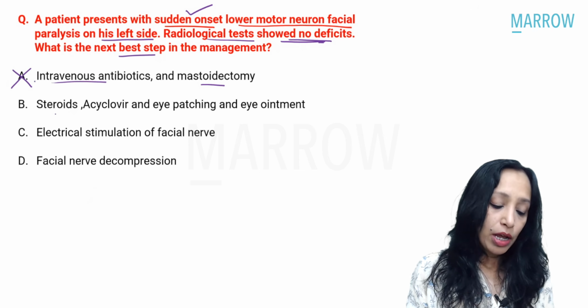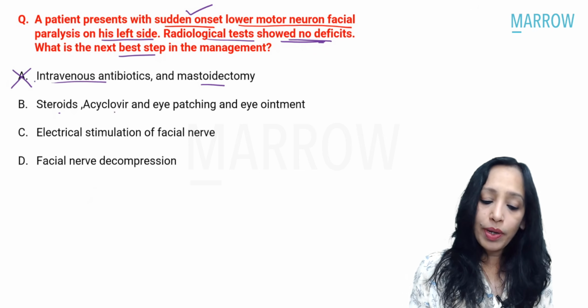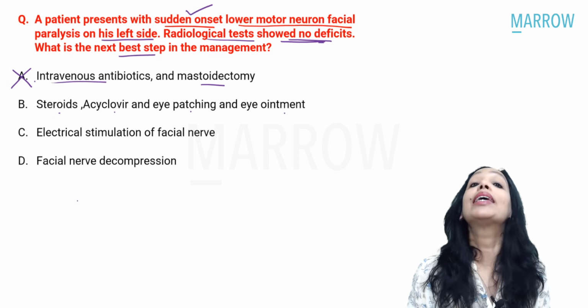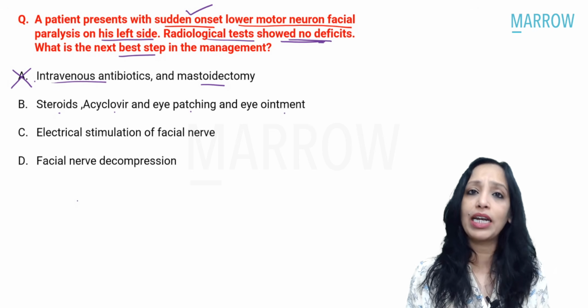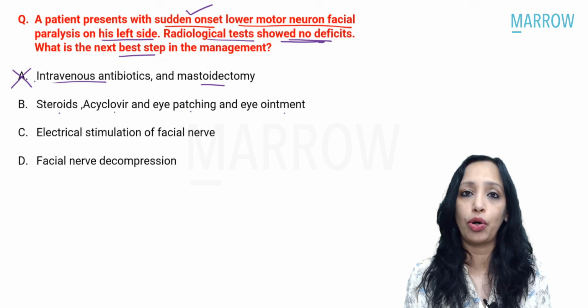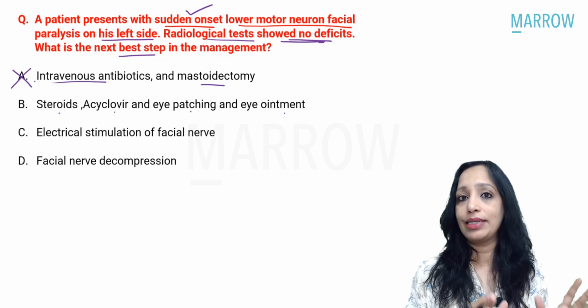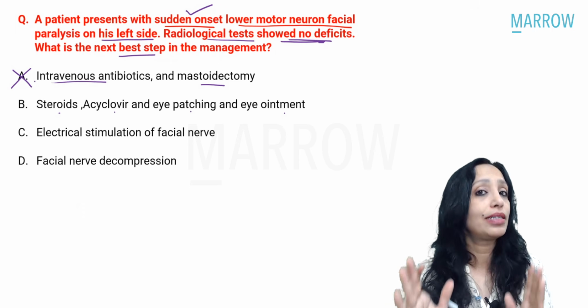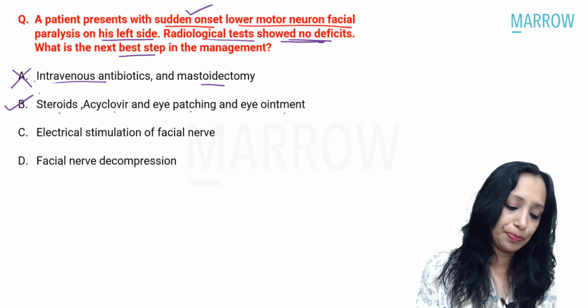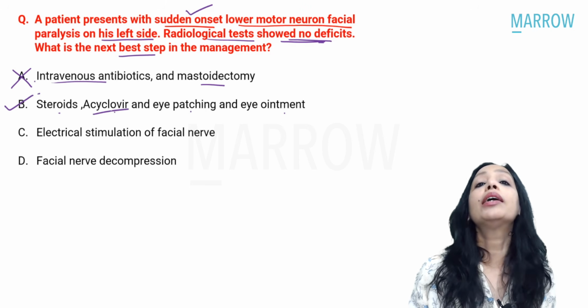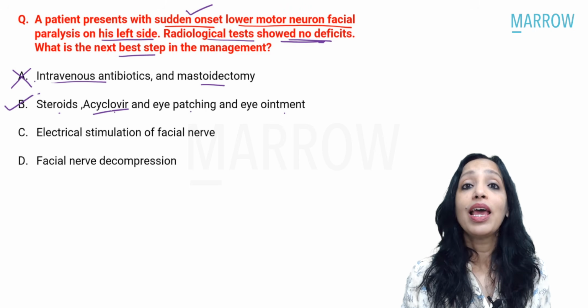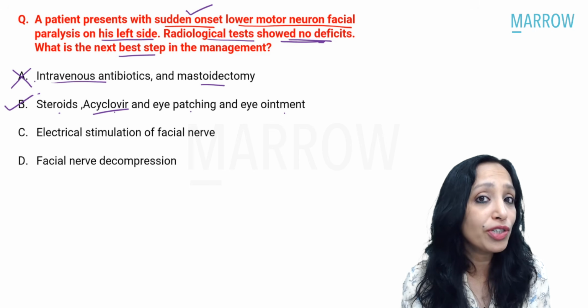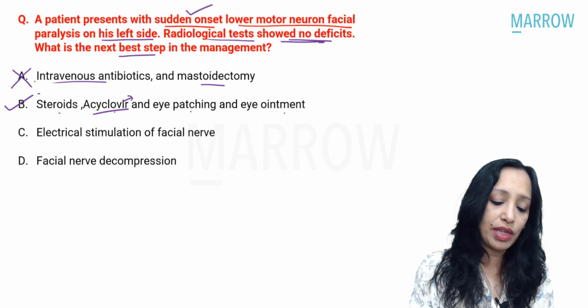So steroids, acyclovir, eye patching, and eye ointment. Yes, this exactly is the management. In fact, even if only steroid was given in the choices, we would have marked that as the answer for the next best step of management for Bell's palsy. And again it has been asked that acyclovir has to be given if the patient has presented within how much time? Yes, within 3 days, in less than 3 days.